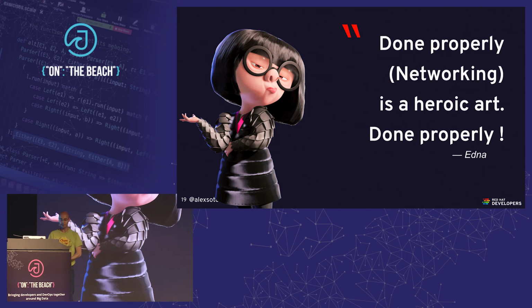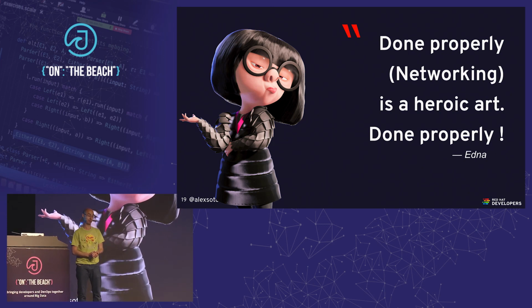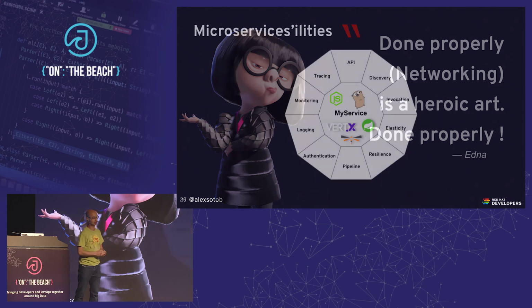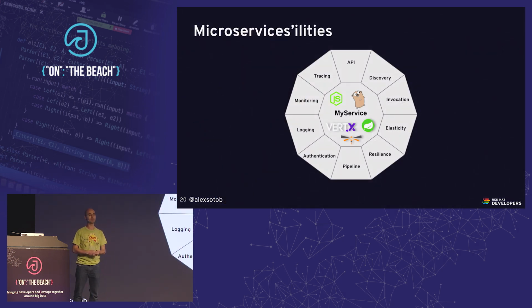So as you can see, network is an error card. Done properly, right? So it's not easy at all to do it. The good thing is that microservices implement some kind of things that I like to call cross-cutting concerns, which are these ones. That helps us to implement microservices correctly in the network.